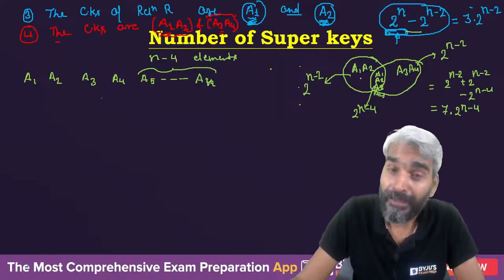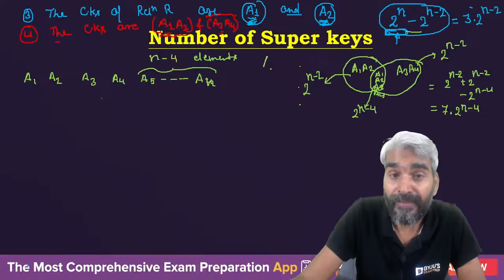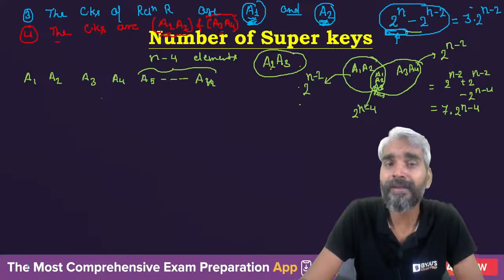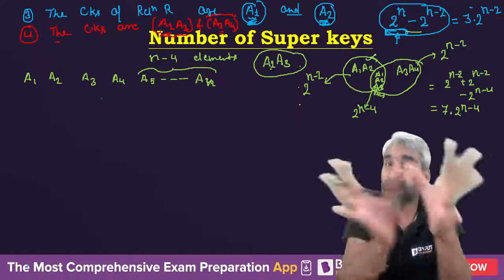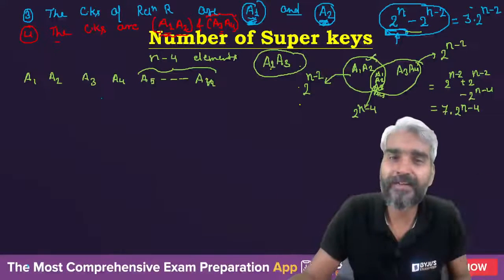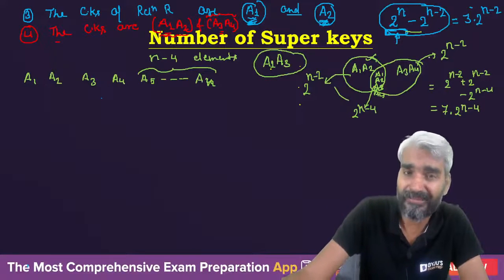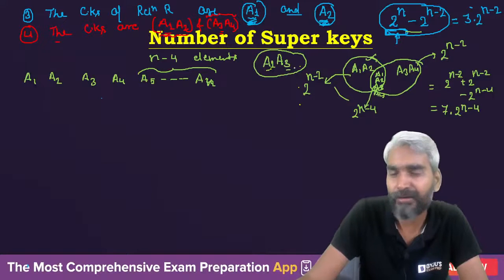So either both A1 and A2 should be present, or both A3 and A4 should be present. Tell me, if there is a set in which A1 is present and A3 is present, will it form a super key? No, sir. All the attributes of at least one candidate key should be present. So either both A1, A2 should be present, or both A3, A4 should be present. But it is not that one attribute of one candidate key and another attribute of another candidate key.